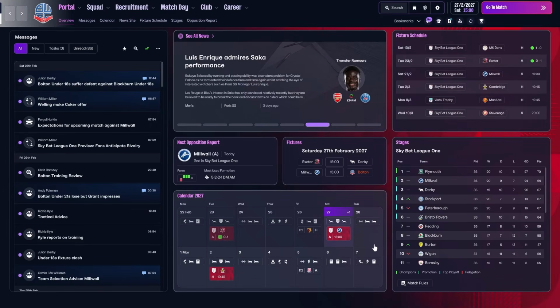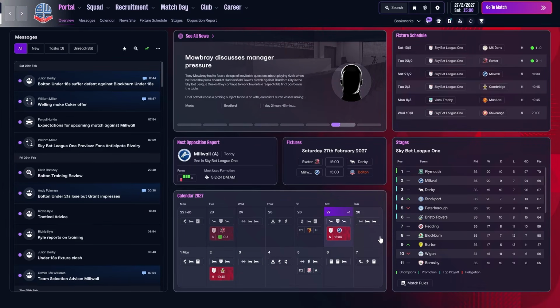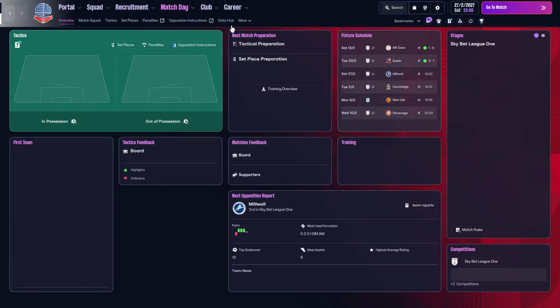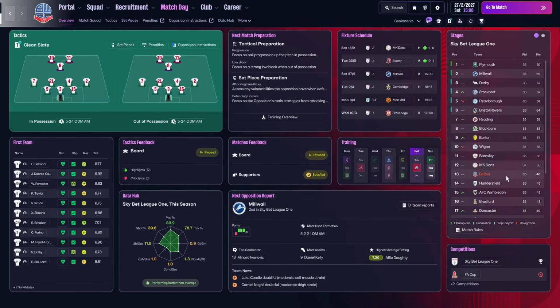So today we're going to look at how to apply opposition instructions if you are playing a mid-block system in Football Manager. Currently we have a game coming up against Millwall. We're currently managing Bolton Wanderers in the Sky Bet League One. We joined the club in February and we're still in mid-table, but Millwall, our opponents, are currently sitting in second place, so they're a very good team in the division right now.